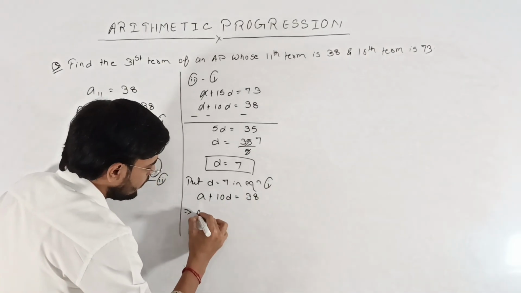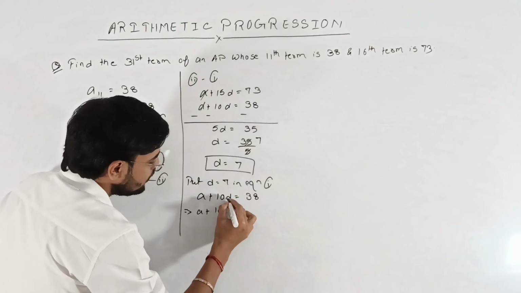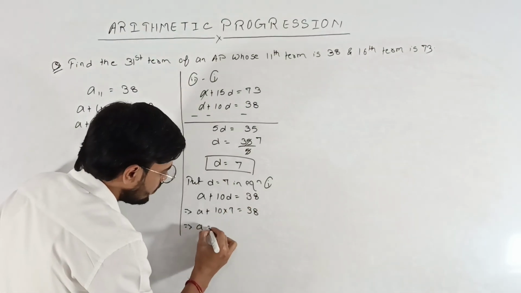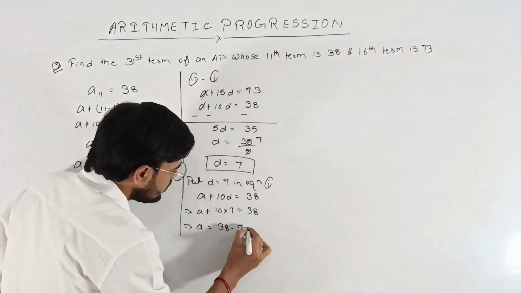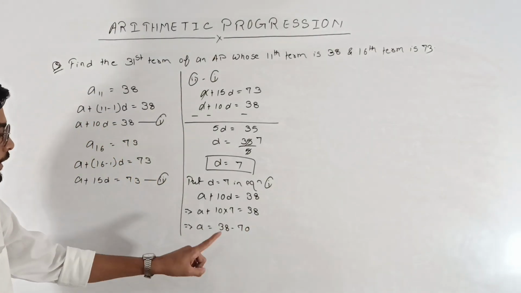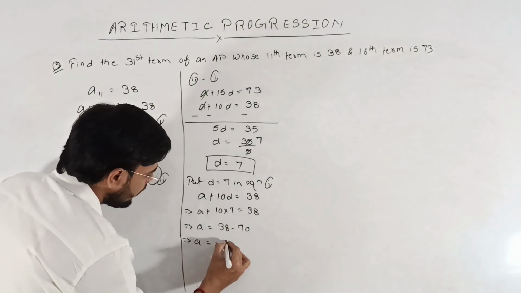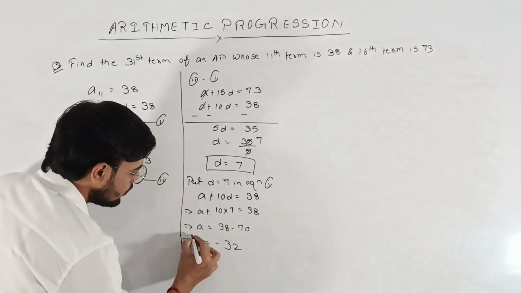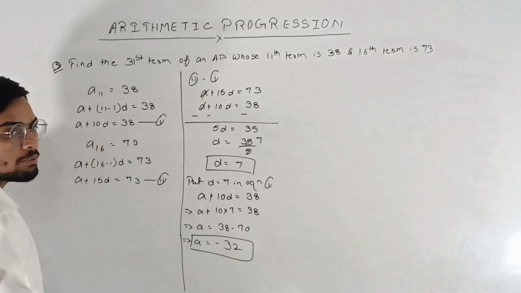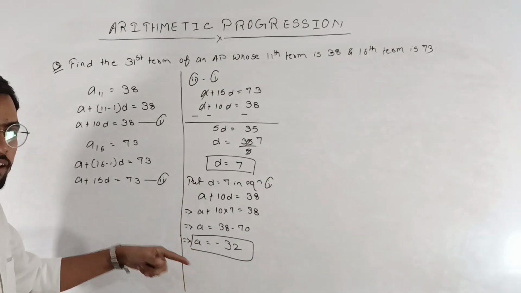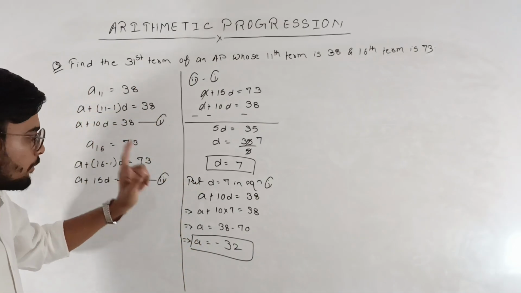Now put the value of d. Then a plus 10 into d is 7 is equal to 38. Now from here a is what? 38 minus 70. Then a is minus 32. If you subtract 70 from 38, then we get a is equal to minus 32. Now we have both a and d, and we have to find 31st term.